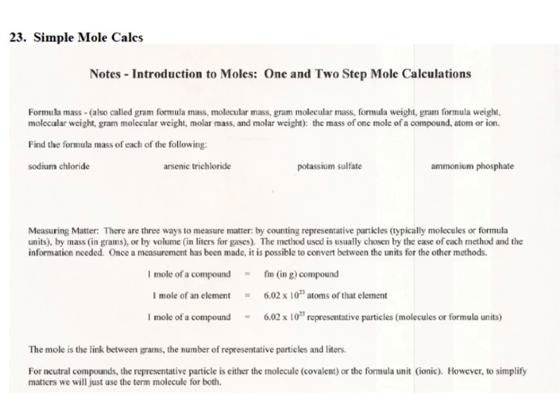All right, so some simple mole calculations. These are going to be 1- and 2-step calculations. Formula mass is also going to be called gram formula mass, molecular mass, gram molecular mass, formula weight, gram formula weight, molecular weight, gram molecular weight, molar mass, and molar weight. We know that it is the mass of 1 mole of a compound, atom, or ion. Find the formula mass for each of the following.